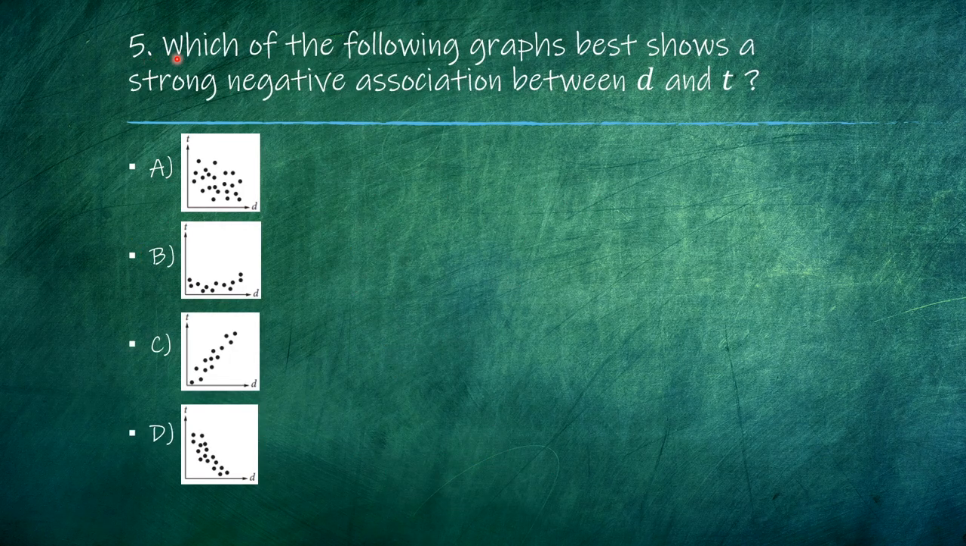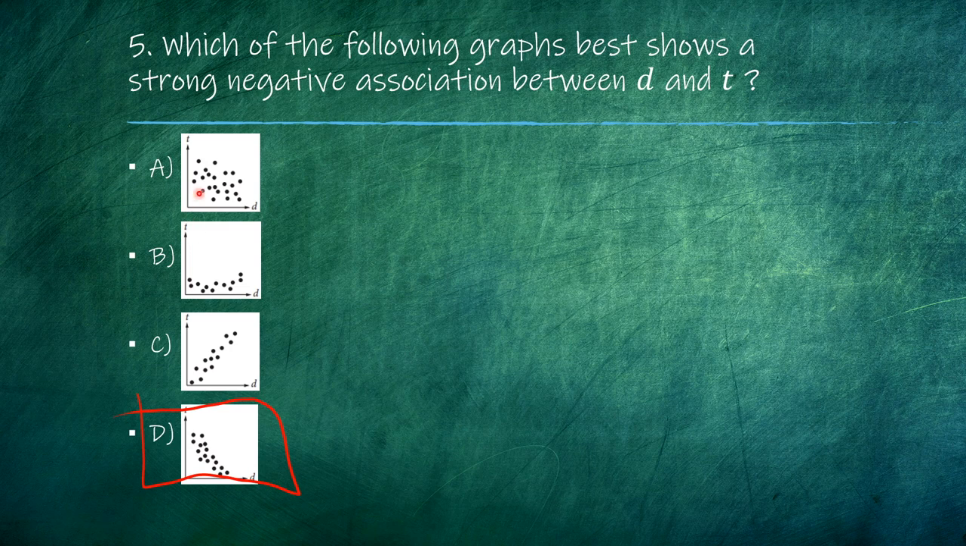Question 5. Which of the following graphs best shows a strong negative association between D and T? Go ahead, pause the video and try the question yourself. The answer is D. So to answer this question, first we have to review some key concepts. So what do they mean by strong and negative association?